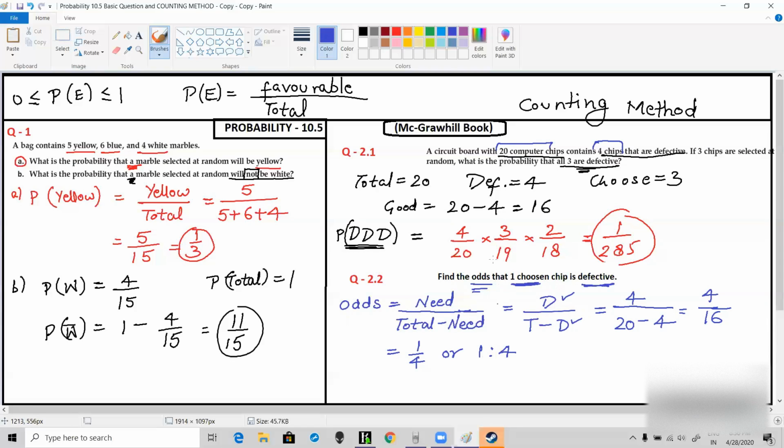Please understand, this means that if there is 1 defective chip, then there are 4 not defective chips. For every single defective chip, there are 4 non-defective chips. So that's all about it.